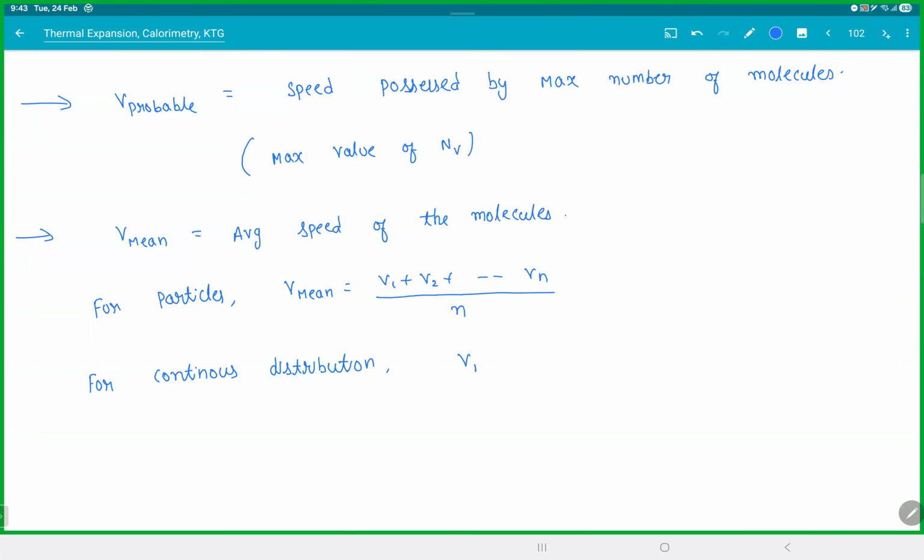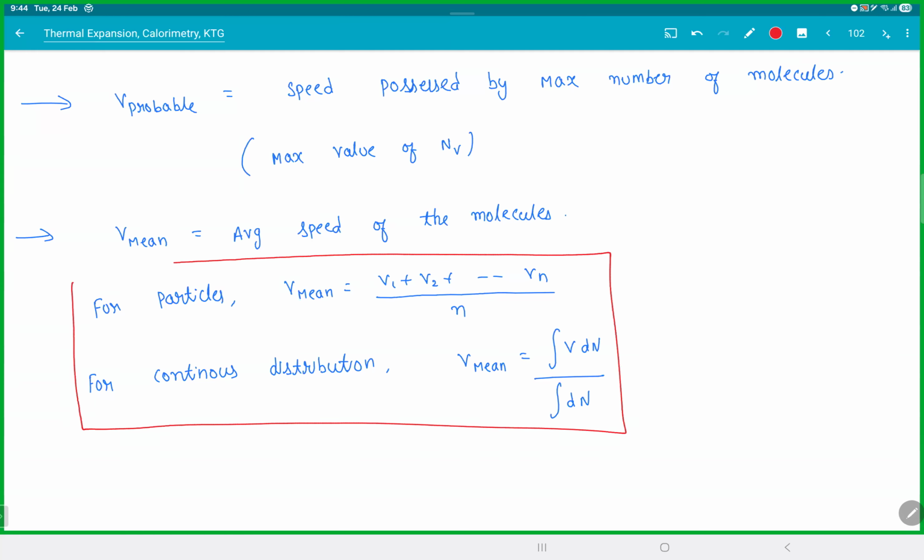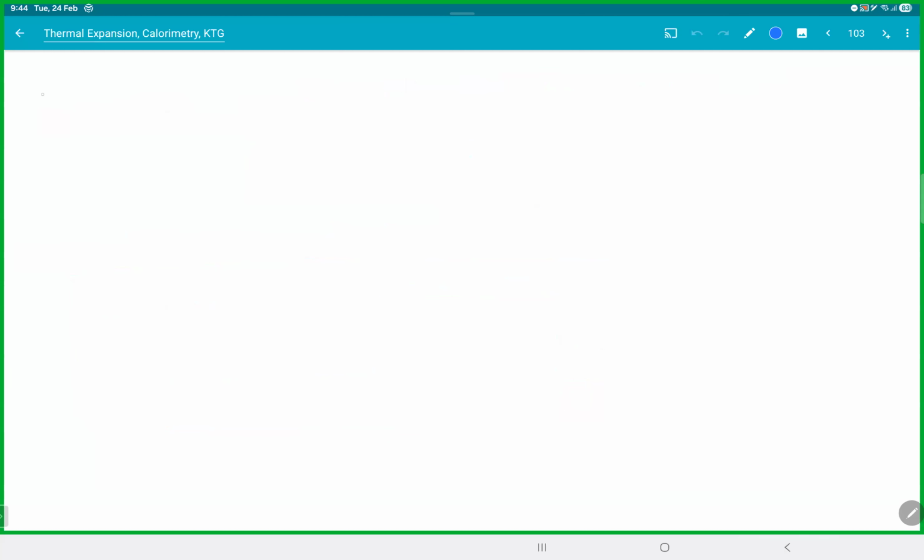For continuous distribution, V mean will be integral V dN by integral dN. There you should know this integral form and your particle thing. These are the formulas for when you have velocities for particles and you have a continuous distribution. Clear with this? VRMS is an interesting one. What is VRMS?